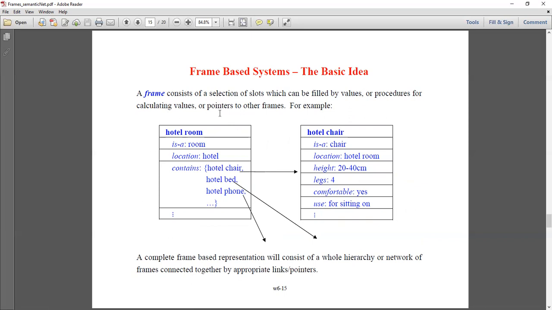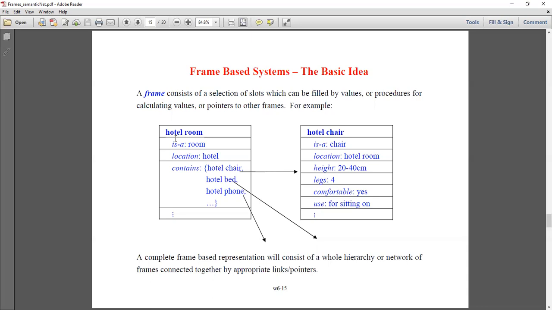So over here you can say this hotel room is one of the frames, hotel chair is one of the frames, and the different parts over here you can observe they are called slots. Every slot has its own filters also. These filters are nothing but values. So what is actually a frame? A frame is used when you are describing an entity.